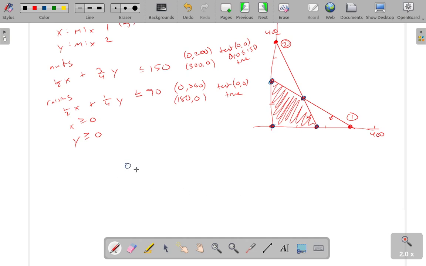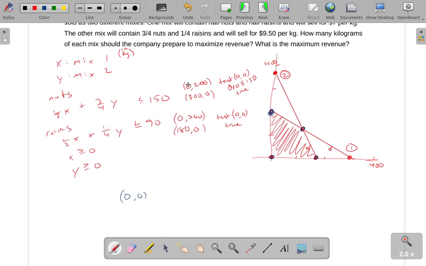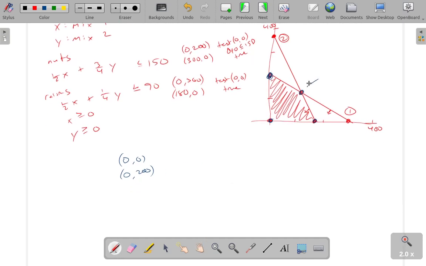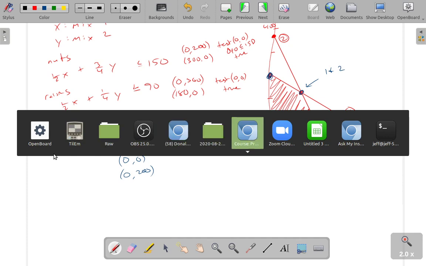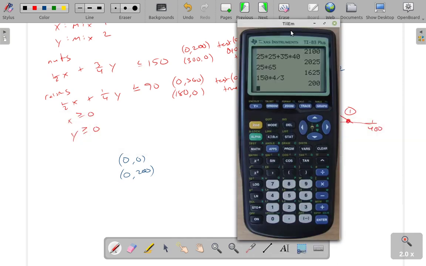So I'll start off with 0, 0, that one's easy. Then I'll jump up to this one. It looks like the y-intercept of line 1. So let me refer back to my work. The y-intercept of line 1 is the point 0, 200. This one right here is at the intersection of lines 1 and 2. Because it's not immediately evident what number that should be, I'm going to go ahead and pull out my calculator.